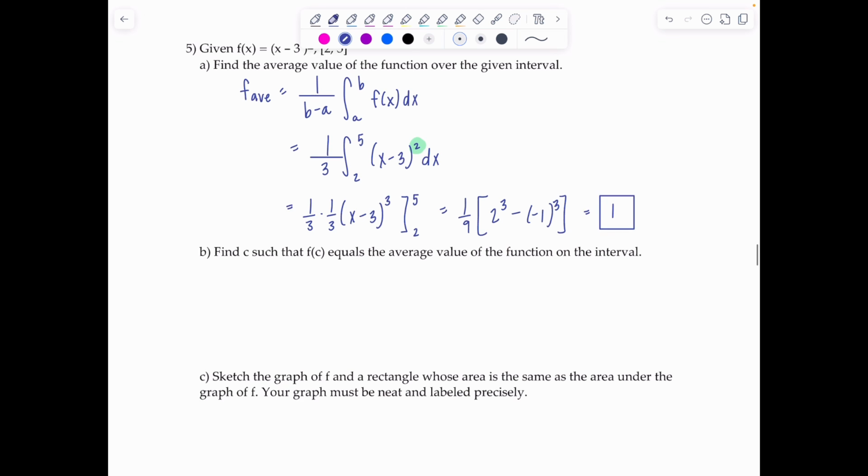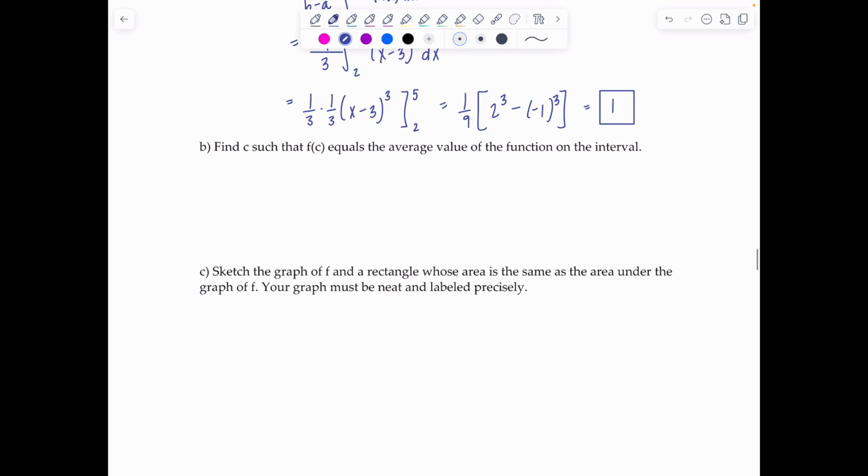Part B, find c such that f of c equals the average value of the function. So we set f of c equal to the average value 1. f of c is (c minus 3) squared. Use the square root property, so we get c minus 3 is plus or minus 1. So many forgot the plus or minus. It was sad. So c equals negative 1 plus 3, which is 2, and 1 plus 3, which is 4.